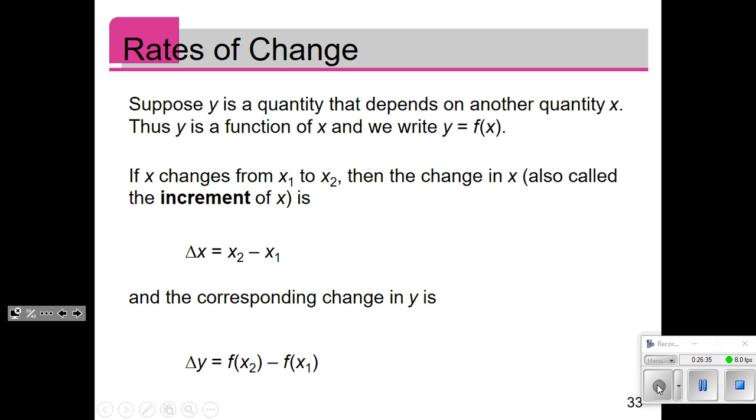Now, a couple more little things in terminology here. Suppose y is a quantity that depends on another quantity x. Thus, y is a function of x, and we write y equals f of x. If x changes from x1 to x2, then the change in x, also called the increment of x, is, now, this symbol right here is the Greek delta, okay? And delta means change, okay? Just so you're aware of that.